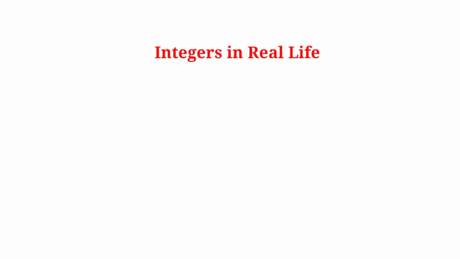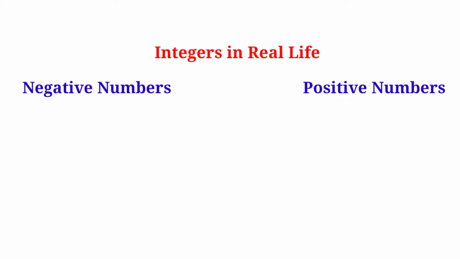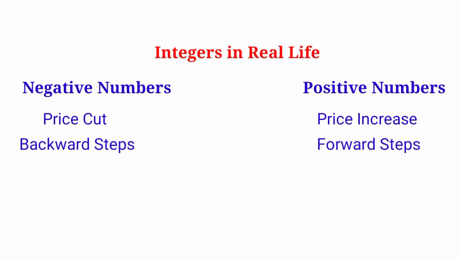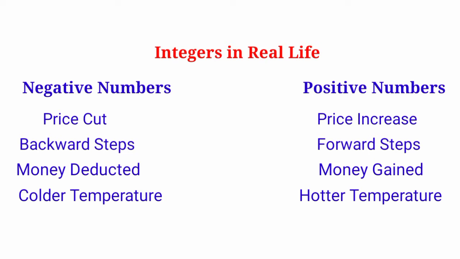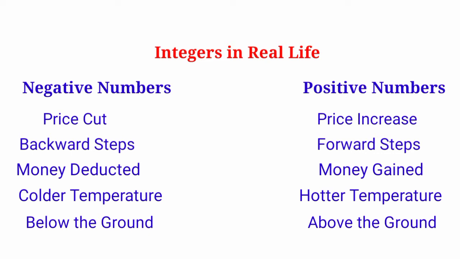Here are examples of integers in real life. In terms of prices, we have price cut and price increase. While in terms of steps, we have backward steps and forward steps. In terms of money, we could have money deducted and money gained. We also have in terms of temperature, colder temperature and hotter temperature. We also have the distance below the ground and the distance above the ground.